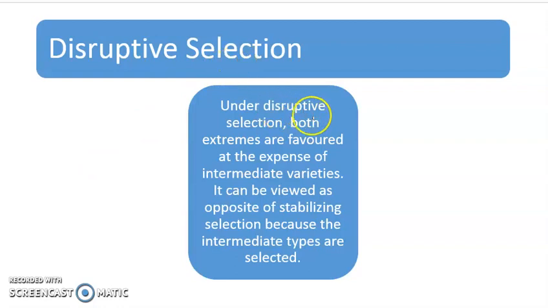disruptive selection. Under disruptive selection, both extremes are selected. In the very first case, the intermediate was selected. In directional, one of the extremes was selected, and in disruptive, the intermediate form is not selected and both the extremes are selected. So both extremes are favored at the expense of the intermediate variety. So which gets eliminated? The intermediate variety. It can be viewed as the opposite of stabilizing. In stabilizing, what was happening? The intermediate was selected. And in disruptive, the intermediate is not selected. In stabilizing, the intermediate types were selected.